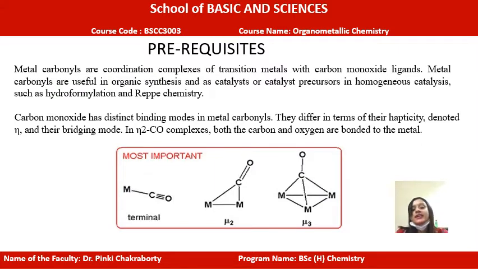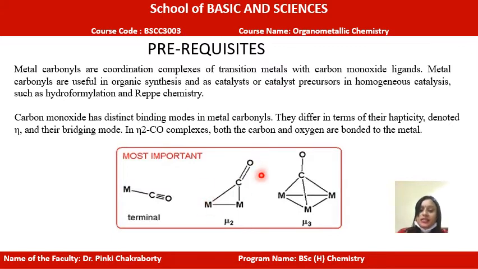Now, what are actually metal carbonyls that we should know? Metal carbonyls are the coordination complexes of the transition metals in which carbon monoxide is the major ligand. Metal carbonyls are useful in organic synthesis because they are majorly used for two major types of homogeneous catalysis reactions, which is their main application. One is the hydroformylation reaction and the second is Reppe chemistry, or the Reppe type of reaction. In these two reactions, carbonyl plays a very important role.